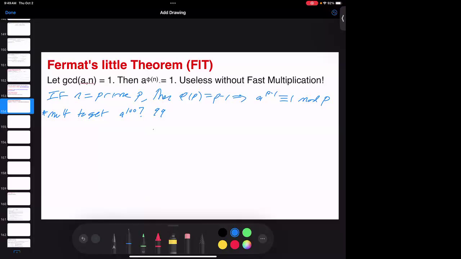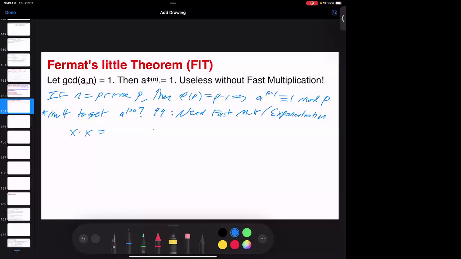There's something similar. So we need what's called fast multiplication or exponentiation. And this is one of the most useful tricks in mathematics.